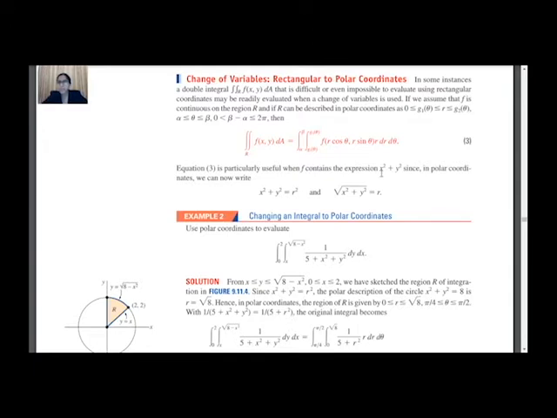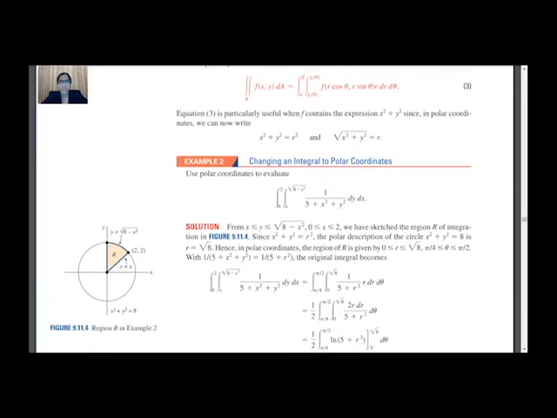Now particularly this equation is very useful when the function f of x y contains expressions of the form x square plus y square. Why? Because in polar coordinates x square plus y square is equal to r square. So wherever there is an x square plus y square, we can easily replace it with r square. That is what is depicted in the next example. So let's go through it.